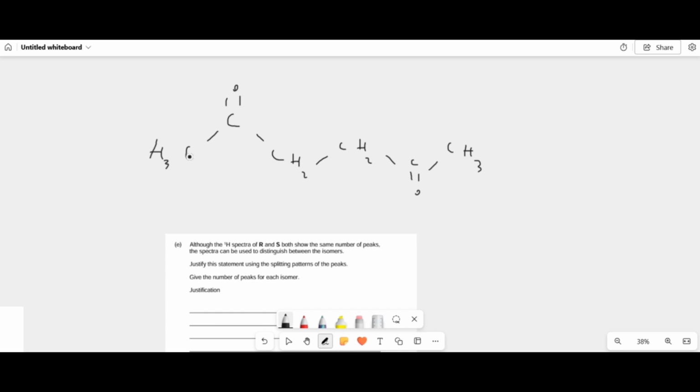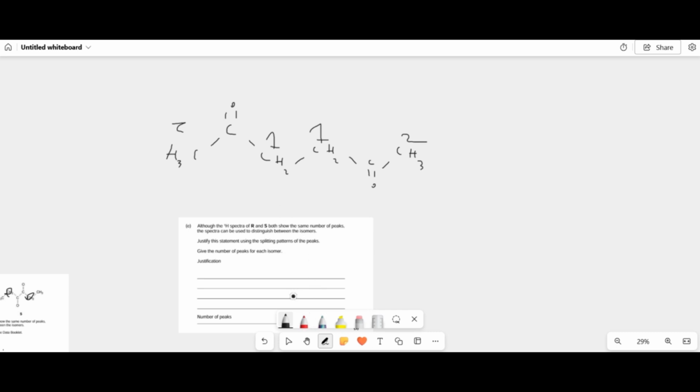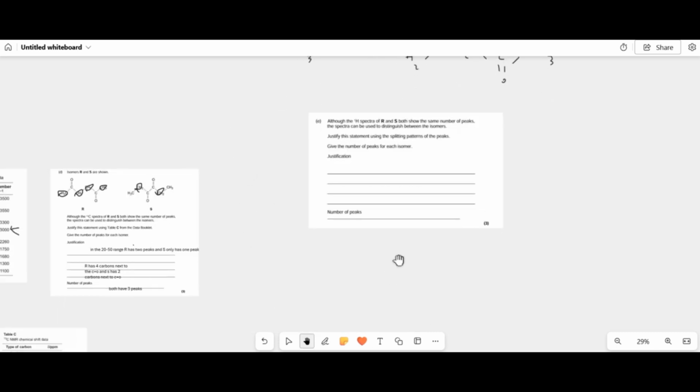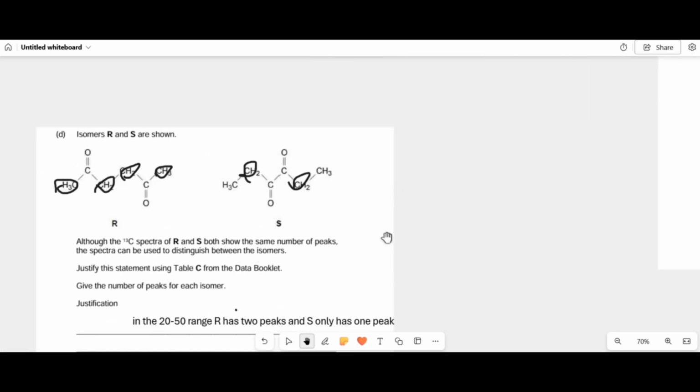Okay, how many peaks is it going to be? One. We have three different hydrogen environments, so we get two for R. And they're asking for the number of peaks. I'm assuming they're both the same. I don't even need to draw it; we can just use this.